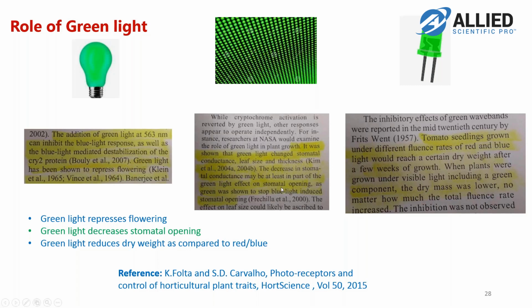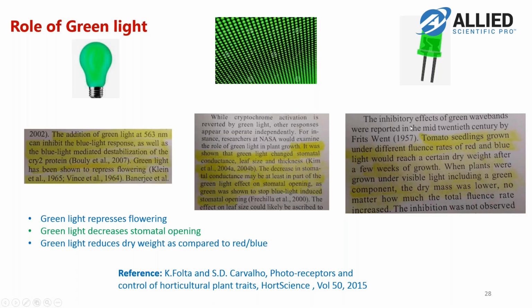The second effect is that the stomatal opening is less when you use green light. The green light counteracts the effects of the blue light. The blue light wants to open the stomata, the green light wants to close it. As a result, the breeding is better when there is more stomatal opening. So that's not a good effect.